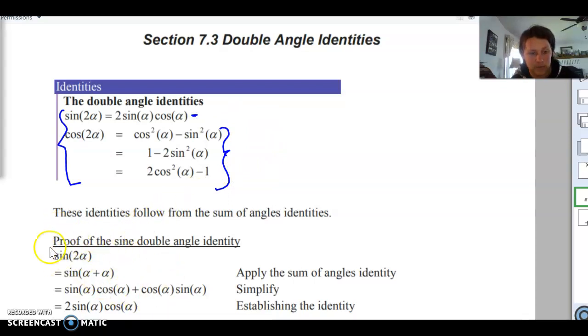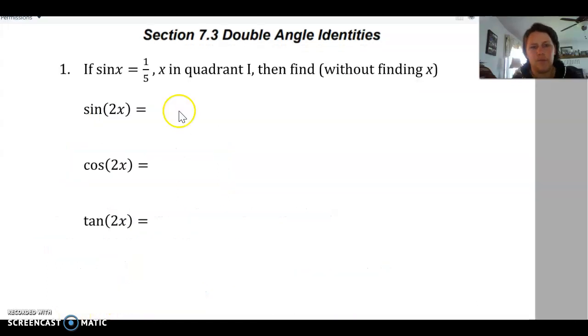So this down here, this is actually the proof. And the proof comes directly from the sum identity. You can see here that we can rewrite the sine of 2 alpha as sine of alpha plus alpha. And then if you just use that sum identity with this, then you'll come up with this information. And then combining like terms, we end up with 2 sine alpha cosine alpha. That's where that identity comes from. Not a hard one at all to prove.